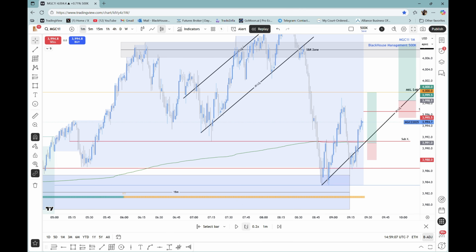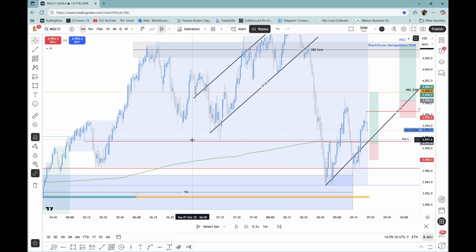Now this is a key level too. Now look at this. On the 1 minute time frame, earlier at the beginning of the session, we had this 1 minute sub X level. So let's draw it back all the way out here.